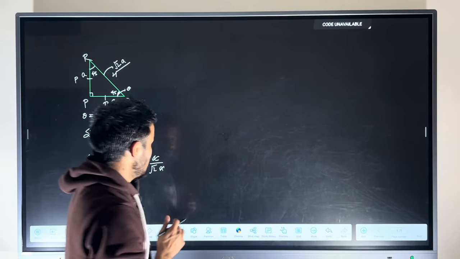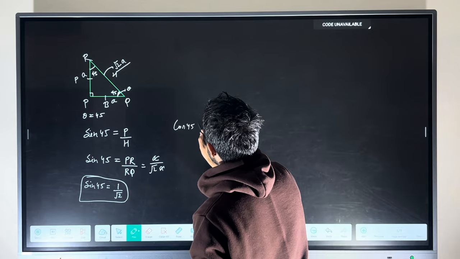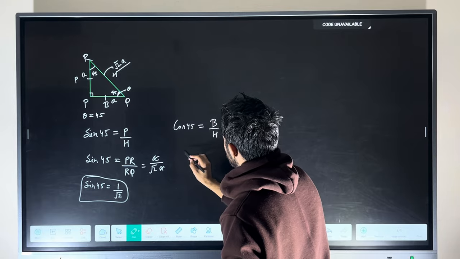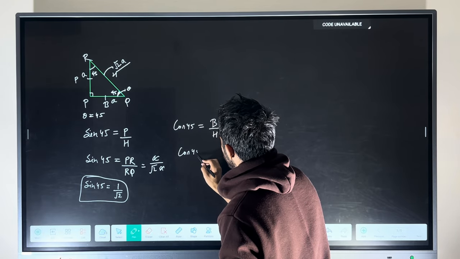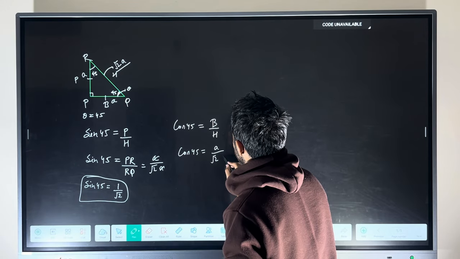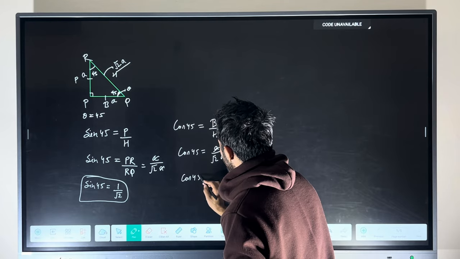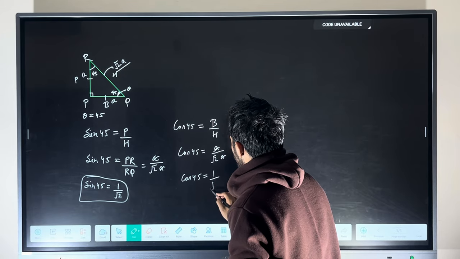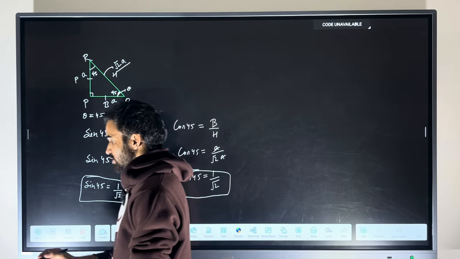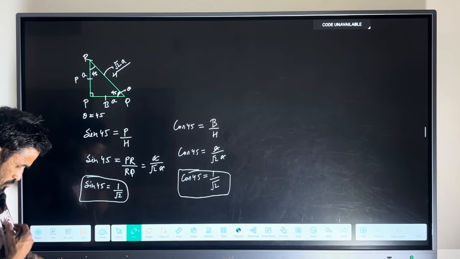Similarly, cos 45. For cos 45, again base upon hypotenuse. The base is again A and the hypotenuse is root 2 A, so A will cancel out. So cos 45 is equal to 1 upon root 2. So we have seen that sin 45 and cos 45 have the same value, which is equal to 1 upon root 2.